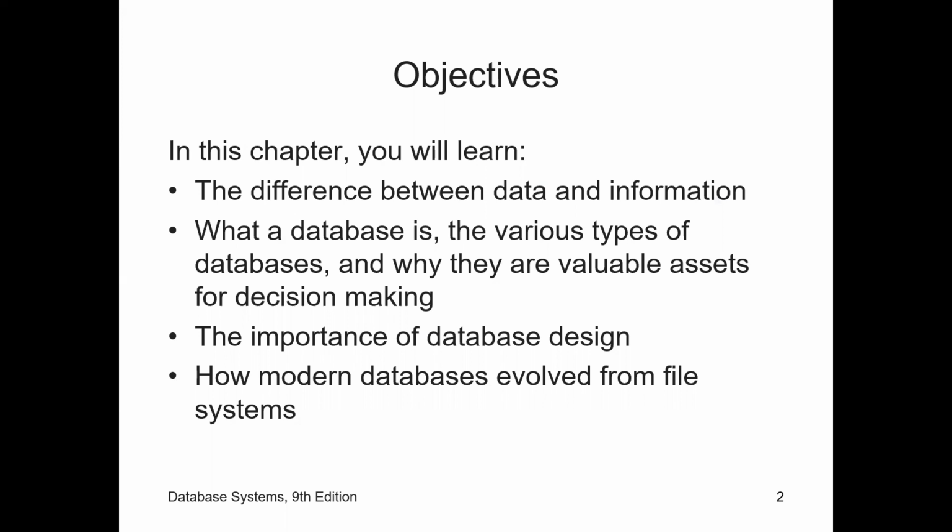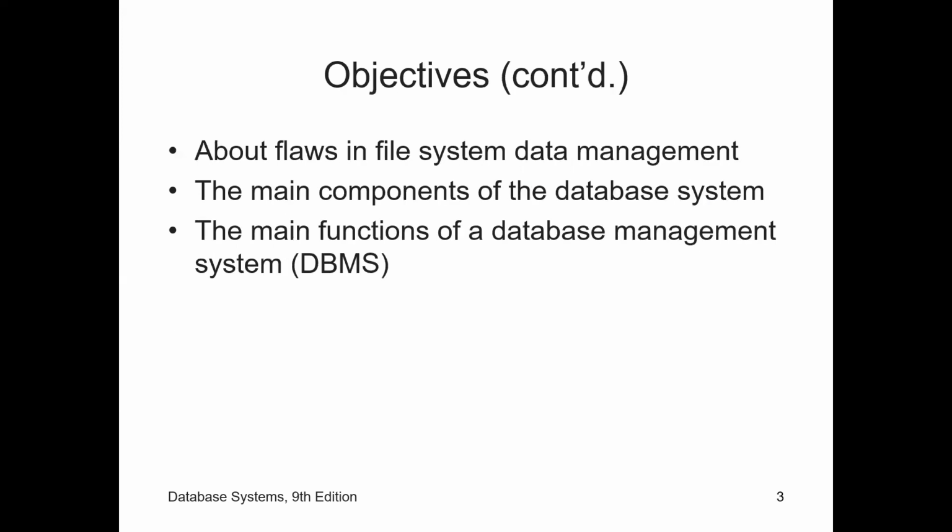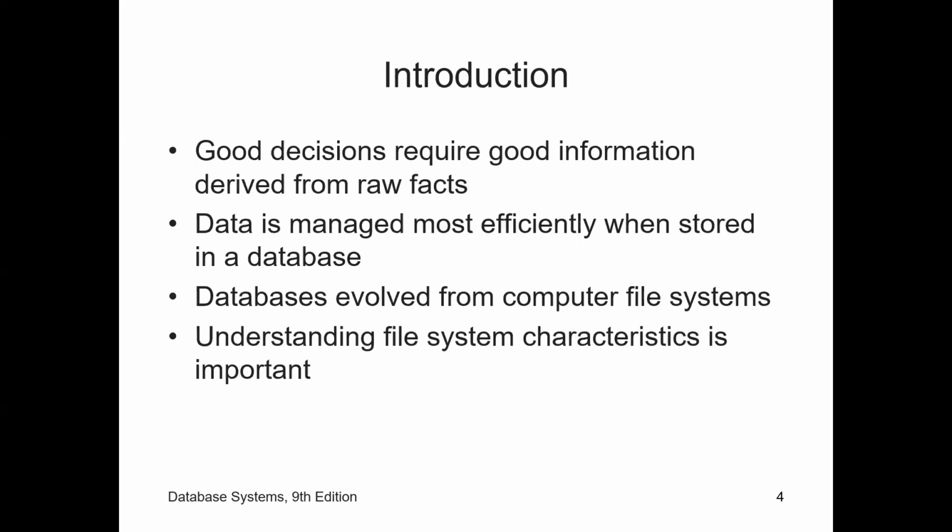Number 3, the importance of database design. 4, how modern databases evolve from file systems. Objective number 5, what are some of the flaws or problems in file systems data management? Learning outcome number 6, the main components of database system. And finally, we shall look at the main functions of a database management system, also called a DBMS.